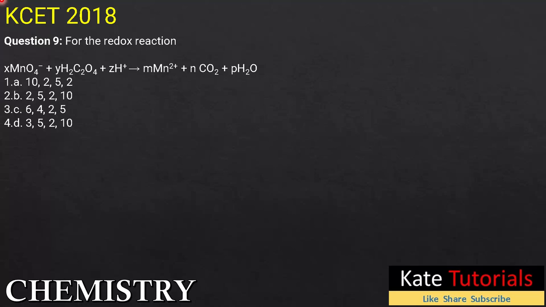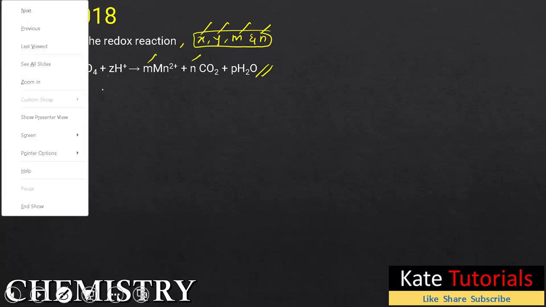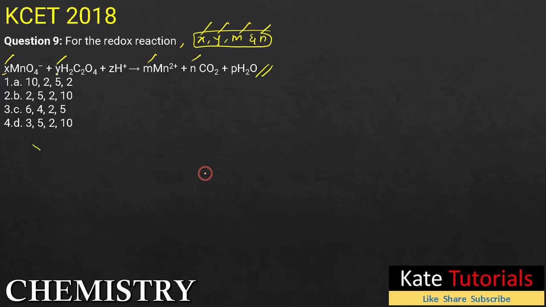Talking about the 9th question, for a redox reaction they have given this reaction. We have to find these things, X, Y, Z. Z they haven't mentioned. The question is to find X, Y, M and N. Four unknowns we have to find. So this is X, this is Y, and M and N we have to find out. They have given options A, B, C, D, each with X, Y, M and N.